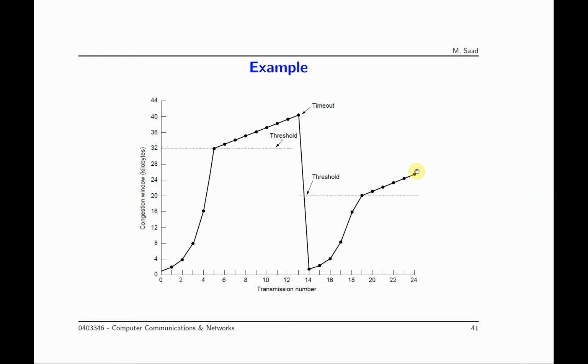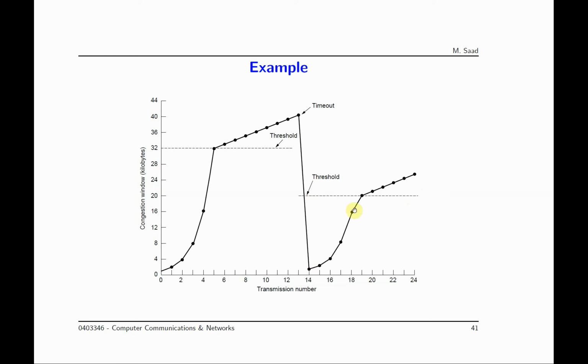What happens if we get a timeout at that time? What happens are 2 very easy things. First of all, the next congestion window becomes only 1 kilobyte, and secondly, the threshold becomes half of the congestion window. So if this is 25k here, the next threshold becomes 12.5, and then we go again, exactly like this.